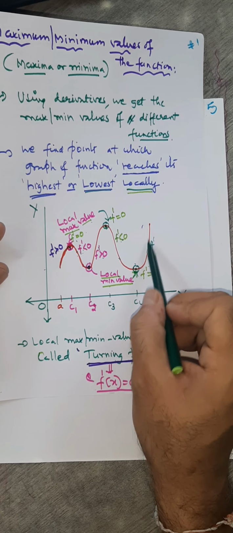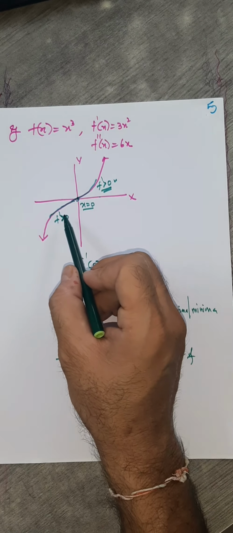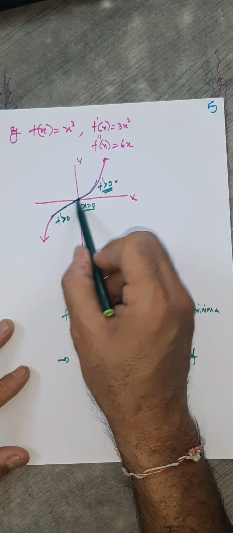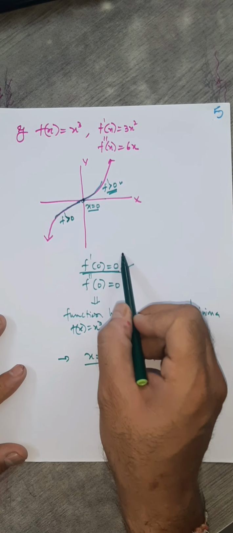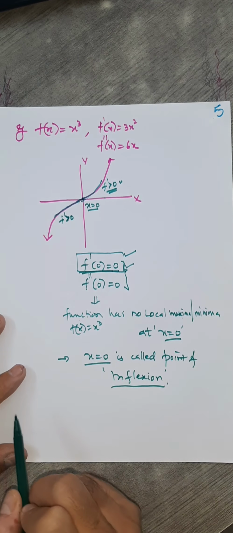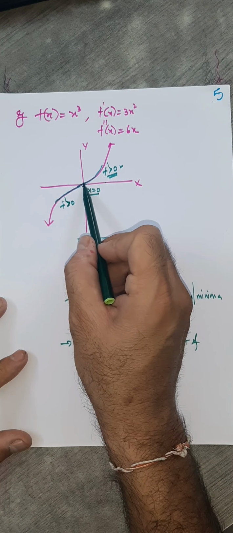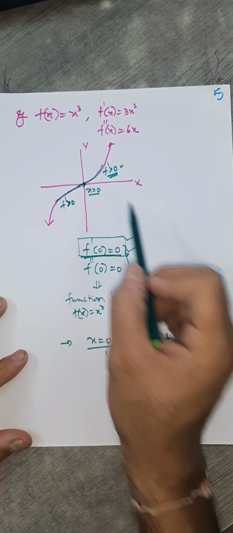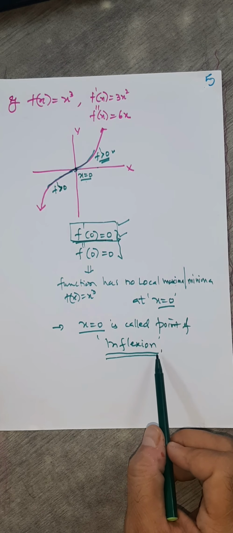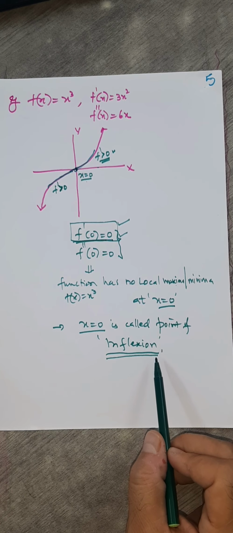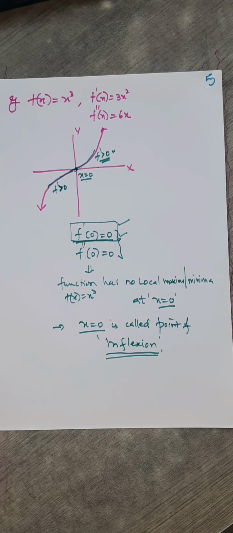Here f dash x is going up, so positive. Here f dash x is positive. You see the graph goes up. Here f dash x is positive, but still the first order derivative turns out to be 0. So the function has no maximum as well as no minimum value at 0, and such a point is known as what? Point of inflection. So point of inflection and critical points are different. Don't get confused with this.